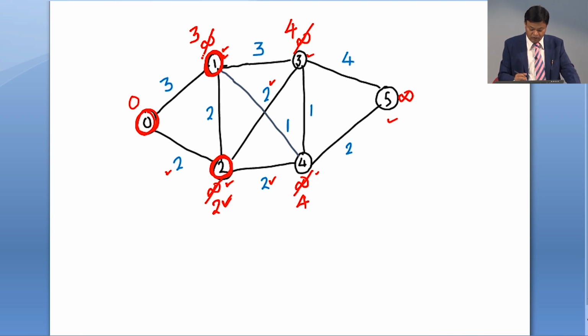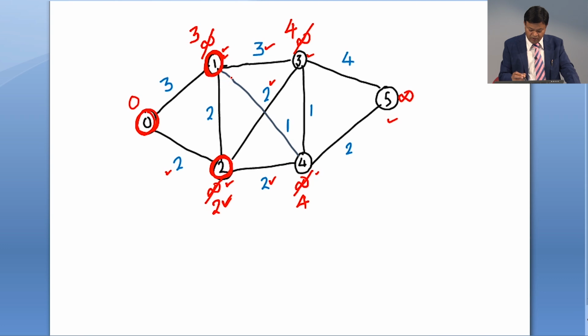So now we calculate distances to all other unprocessed nodes from node number 1. From node 1, I can go to node number 3. Distance up to 1 is 3, I'll have to add 3 more, which gives 6. 6 is greater than 4, so I won't replace 4 by 6.